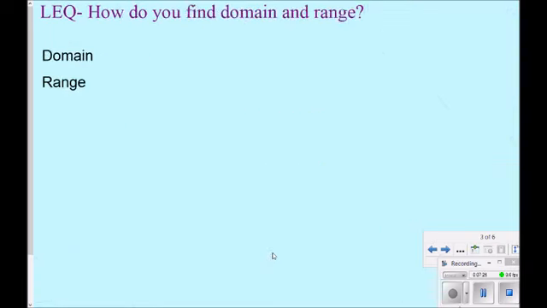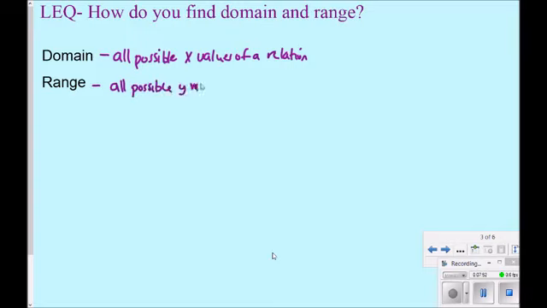Okay. Next, we talked about domain and range, or reviewed those terms. So domain means all the possible x values of a relation. Could be a function, but doesn't have to be. And range is all the possible y values of a relation.